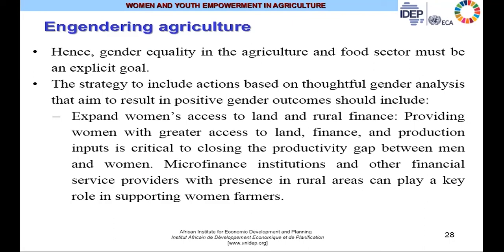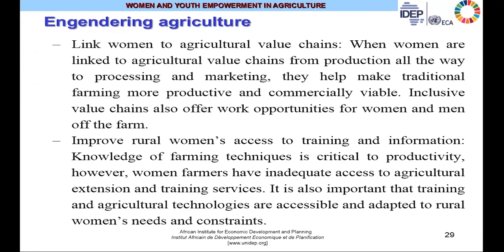This will call for providing women with greater access to land, finance, and production inputs, which is critical to closing the productivity gap between men and women. Again, microfinance institutions and other financial service providers with presence in rural areas should play a key role in supporting women farmers. Next, we should link women to agricultural value chains.